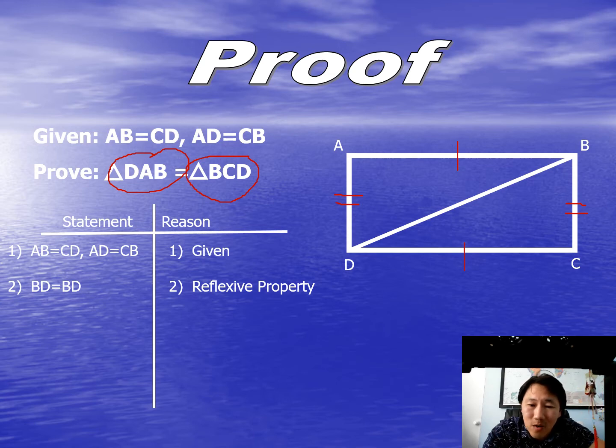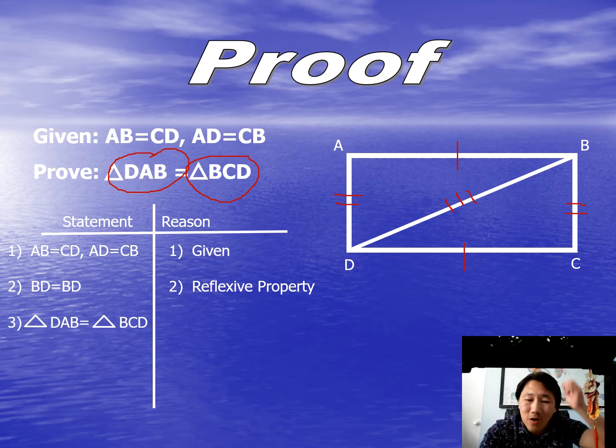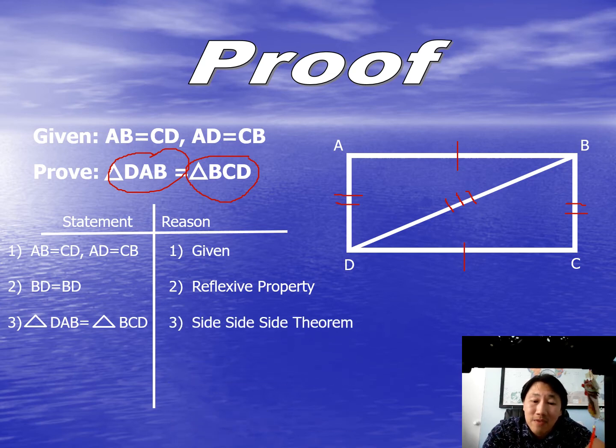All right, so the side they share is equal to each other. All right, so then we have shown that the triangle DAB is equal to triangle BCD, and the reason is because we just showed that all three sides match up, side, side, side. Side, side, side theorem, postulate.